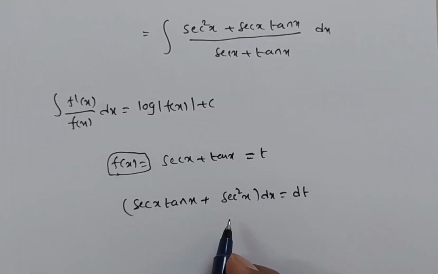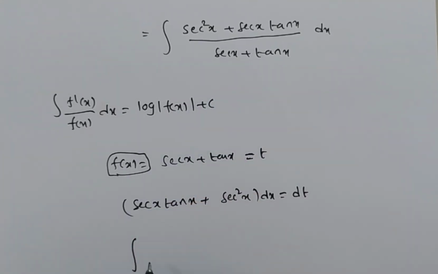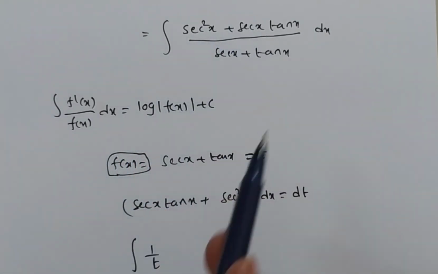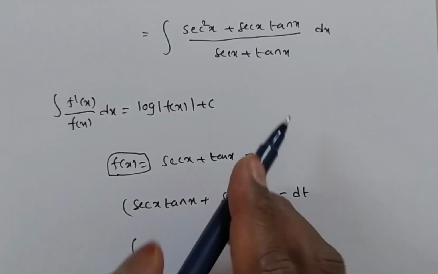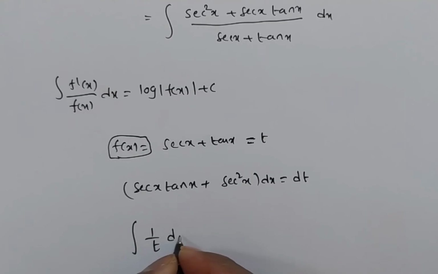You observe this denominator, these two values you substitute in the above integrand, then what will happen? You see, the denominator secant x plus tan x is 1 by t. What is the numerator you have? Secant square x plus secant x tan x, into dx. So in place of that, what do I get? dt. So this is 1 by t dt.